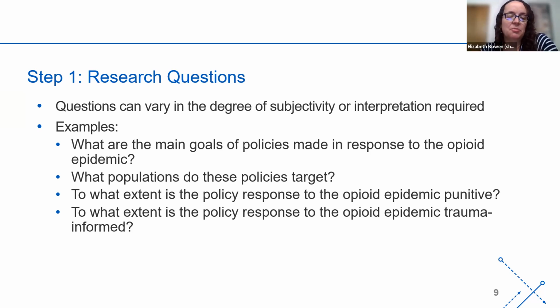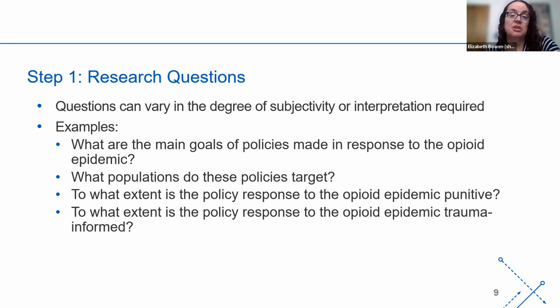And then the third question was, to what extent is the policy response to the opioid epidemic punitive? And I was interested in that because in the United States, we have this history of policies known as the war on drugs. This started in the 1980s. These were very harsh, very punitive policies that required long jail sentences, things like that, for people that had drug problems, that were caught even with a small amount of drugs.